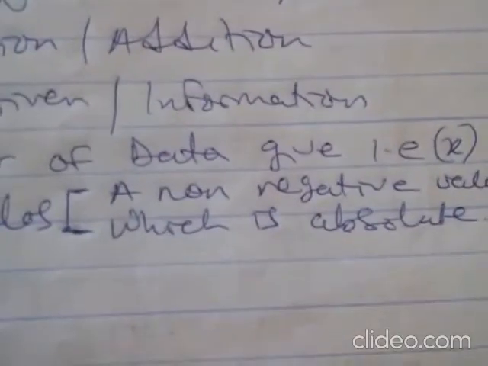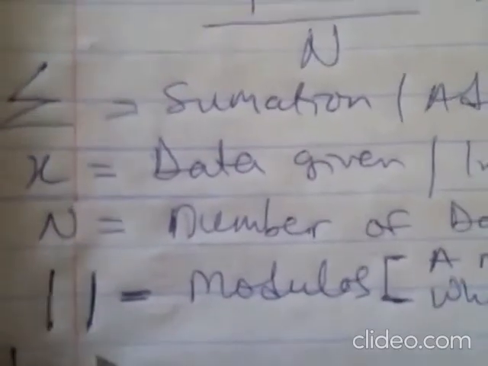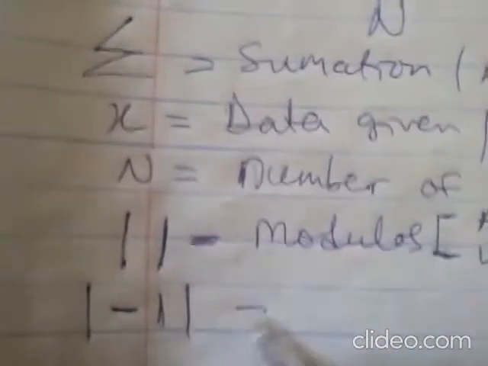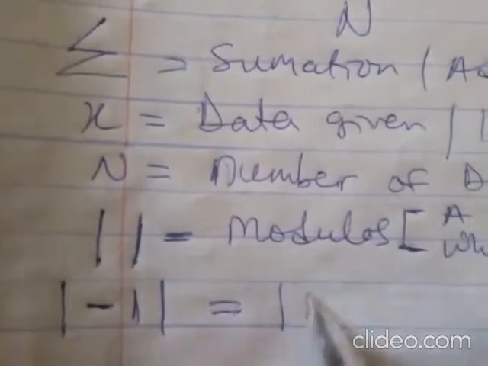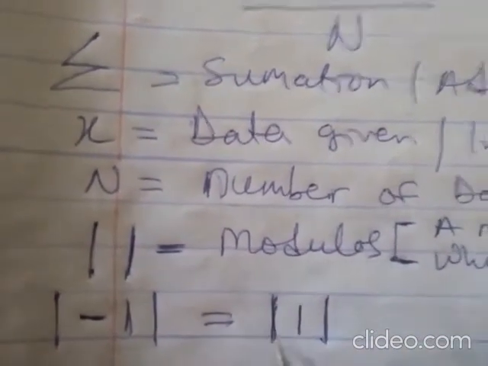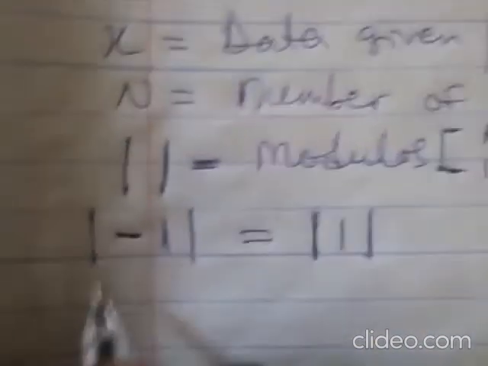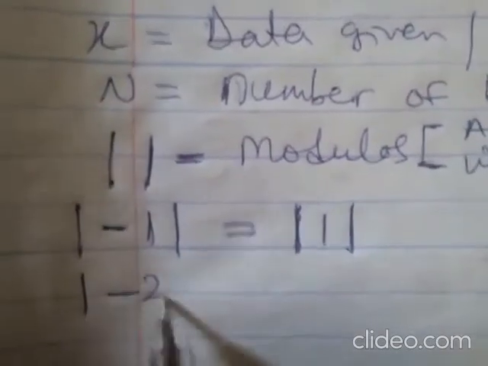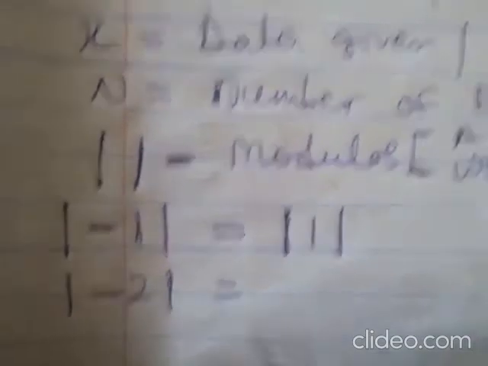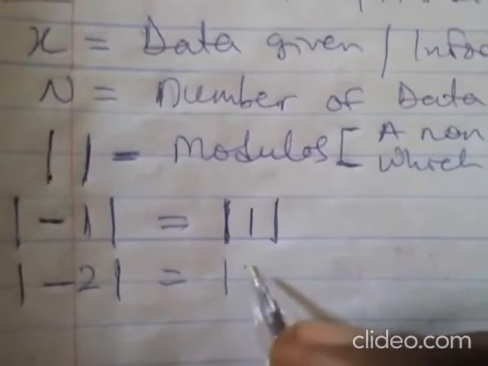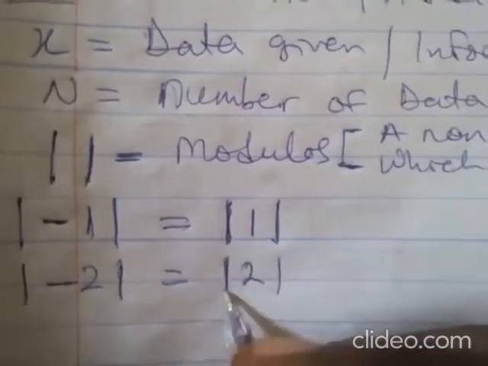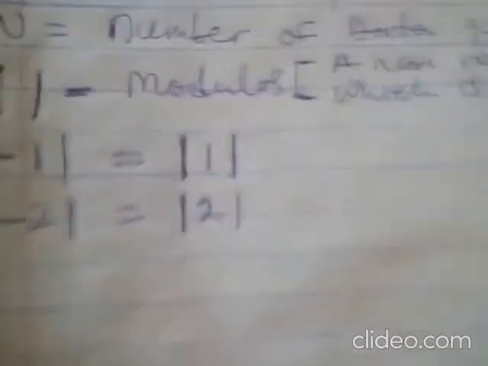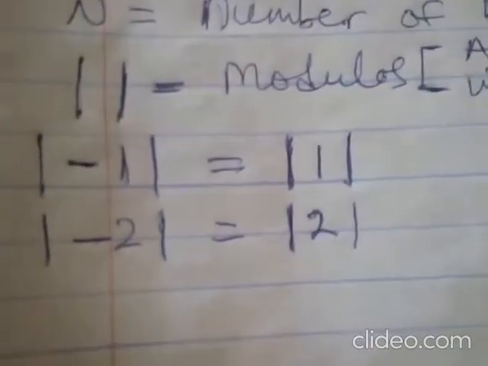Non-negative value which is absolute. So what it means is that any value within the modulus sign, if it comes as a negative sign, automatically becomes positive. So if you have a calculator and you have -2 or -1 or minus anything, the absolute value will be non-negative and the negativity will disappear automatically.